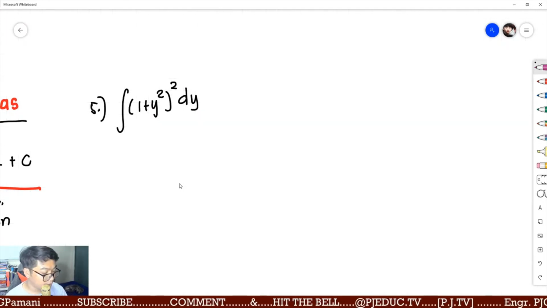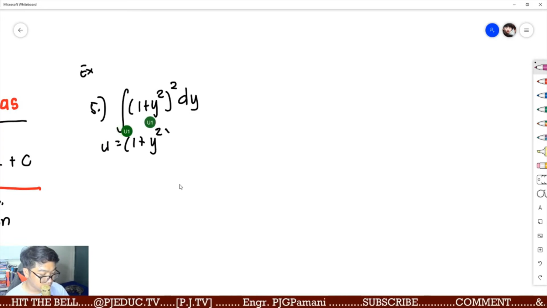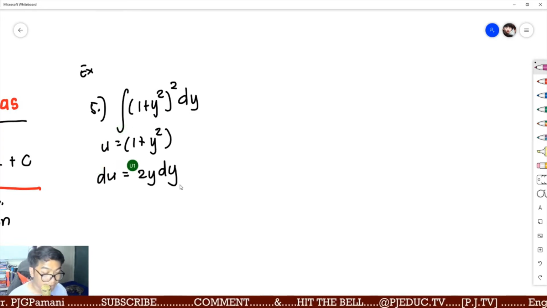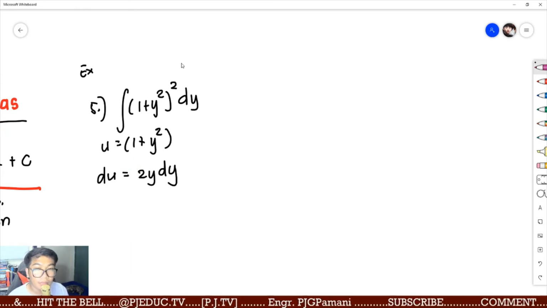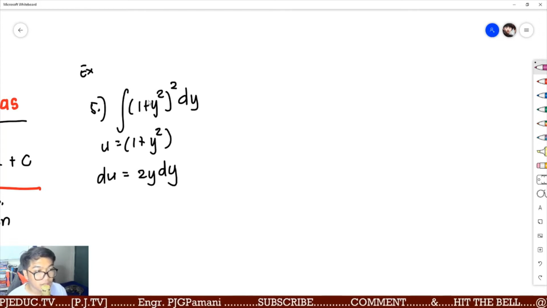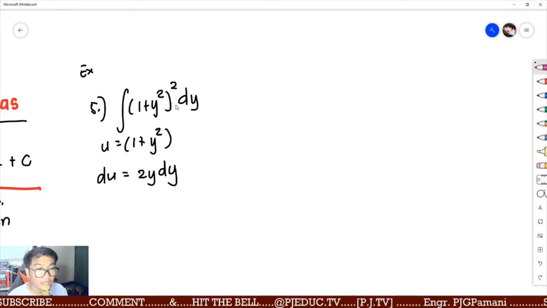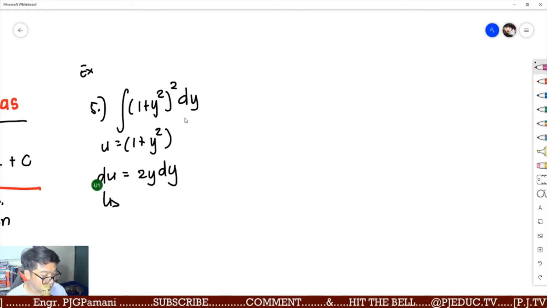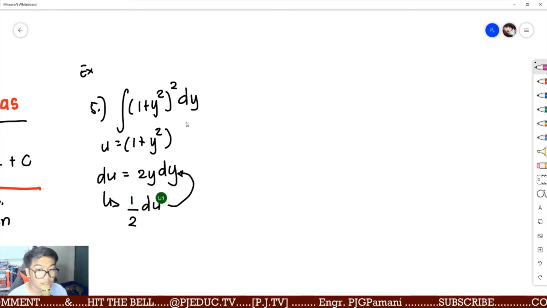Yan, paano pag ganyan? Sabi mo, sir, u is simply identified as 1 plus y squared. Differentiate that one gives us du of 2y dy. Tama? Tama. Right? But in the given indefinite integral, or in the given integrand, we do not have a function of 2y dy here. Instead, we only have the differentiated variable dy. So kahit pilitin mo na mag-introduce ng 1/2 dy or du, hindi siya parehas doon sa ating integrand.